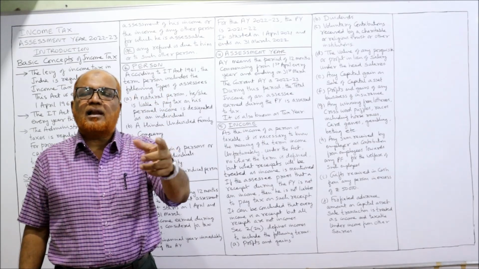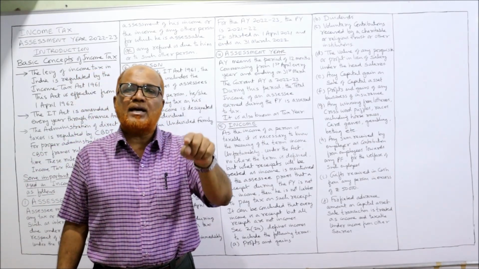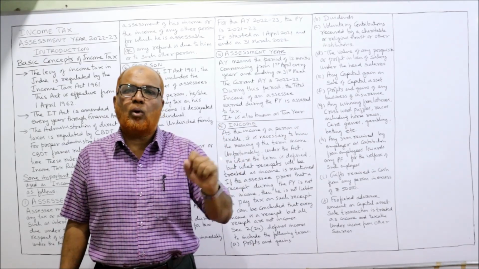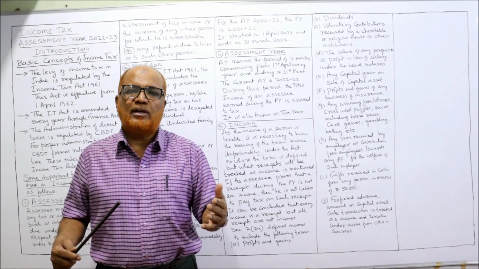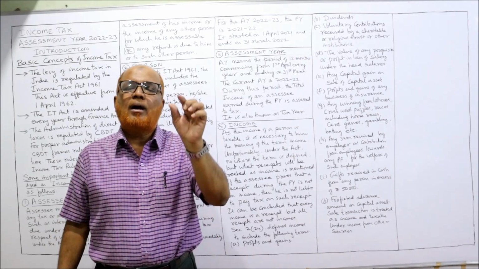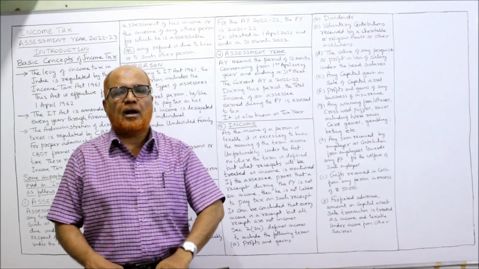In that income from salary, we come across the concept of perquisite, non-cash benefit to the employees, and profit in lieu of salary. I will explain you in detail later, but right now you remember perquisite and profit in lieu of salary, under that salary is also an income.